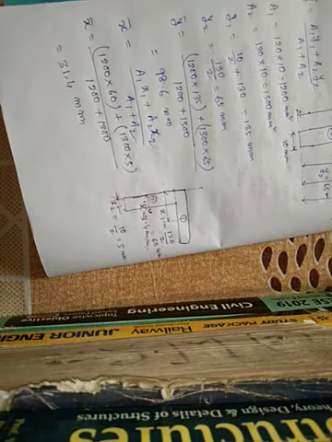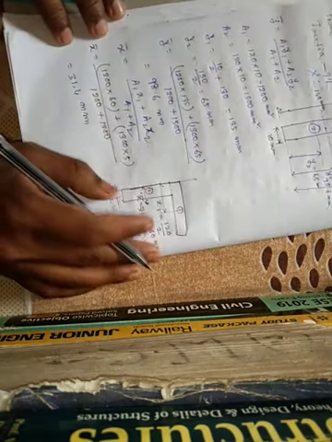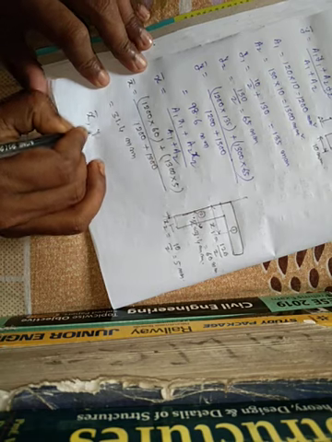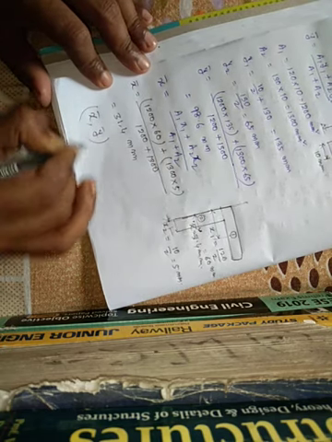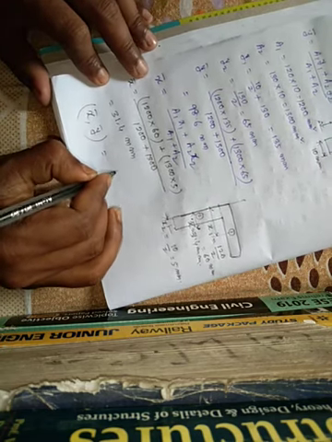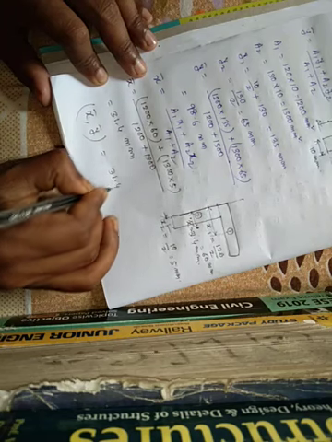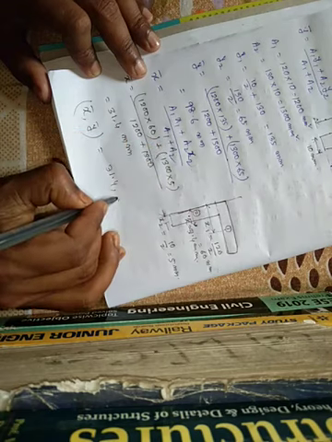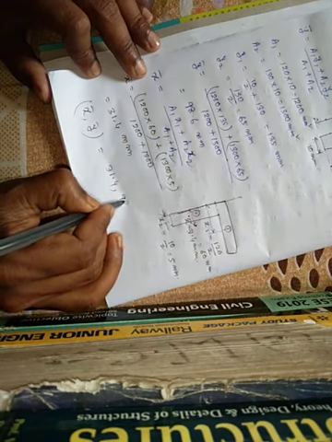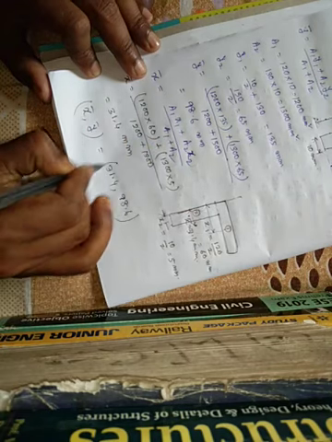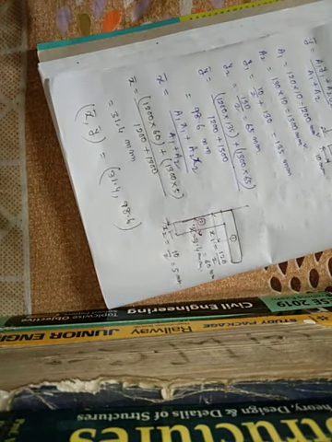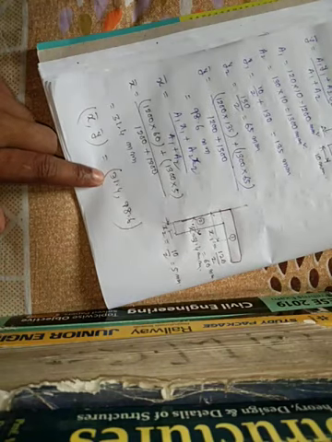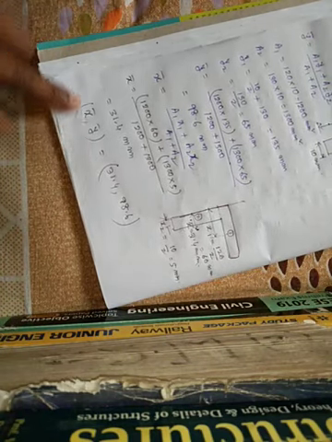Now the centroid of the whole section, which is the coordinate of x bar and y bar, is equal to 31.4 comma, and y bar is equal to 98.6. This is the centroid of the section from the base, and this is from the left side of the section.